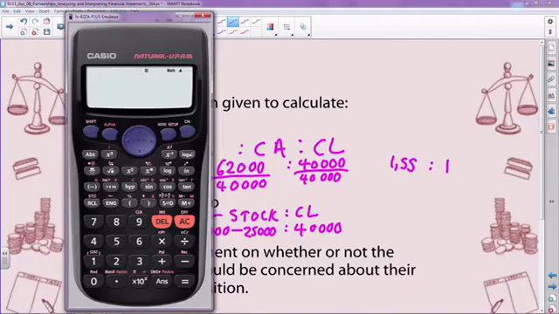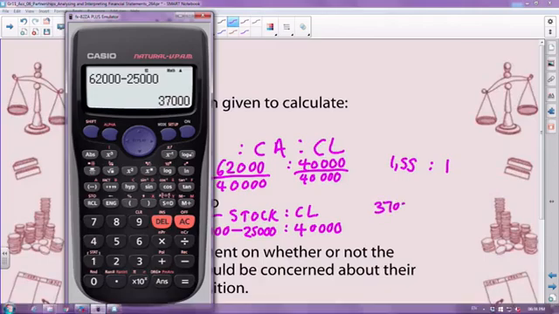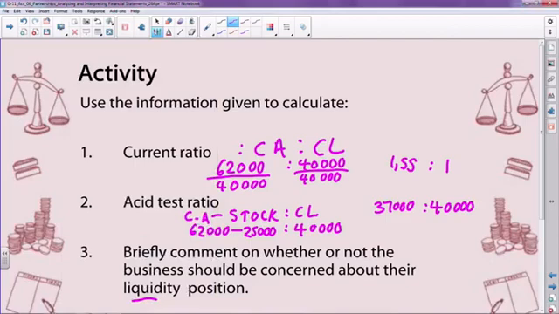Clear that. So we've got 62,000, that's my total current assets, minus 25,000, and that gives me 37,000. Okay, so let's just write this down here for you guys. 37,000 is being compared to 40,000. Right, now if we calculate the ratio once more, I'm going to divide the right-hand side by 40,000, and I'm going to get a ratio of 1. Whatever I do on the right-hand side, I do on the left-hand side.